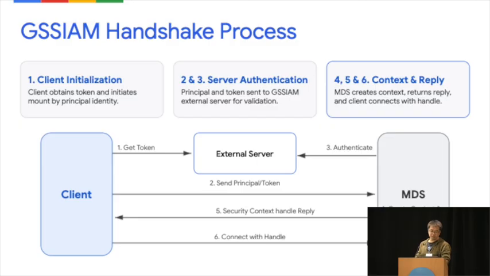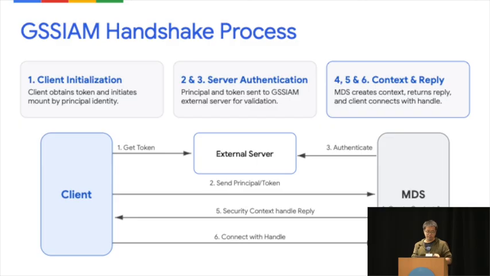If you get authorized, it will reply to you. The MDS knows that this mount request got authorized. It will create a security context and, at the same time, also create a dynamic node map. Then it will reply to the client with this security handle. It's a 64-bit handle. Then the client uses this handle to connect to the MDS again.